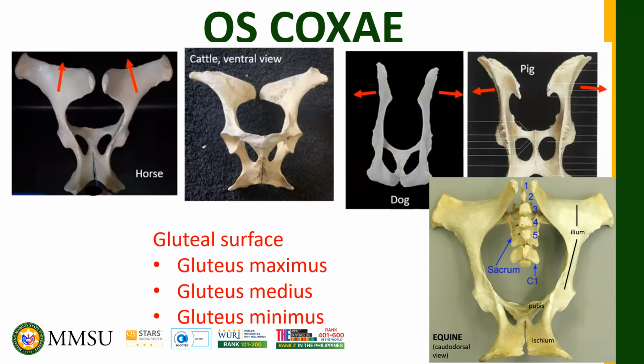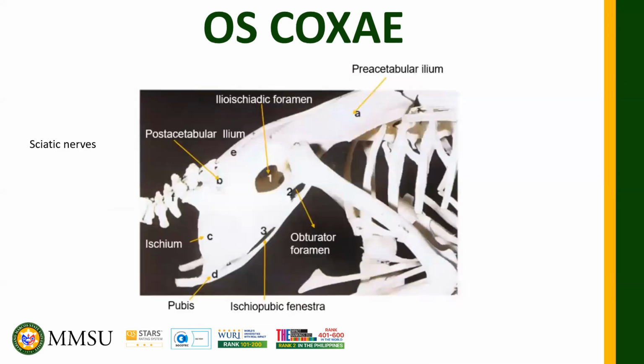So kung titignan natin yung gluteal surfaces ng horse and cattle, usually yung gluteal surface, it faces dorsally. Okay? And then pag sa mga dogs and pigs naman, it's usually facing laterally. Now, in terms of the pelvic bone of the birds, it's usually different. Although it is also the same, meron din siyang tatlong subdivision. We have the pubis, we have the ilium, and then the ischium.